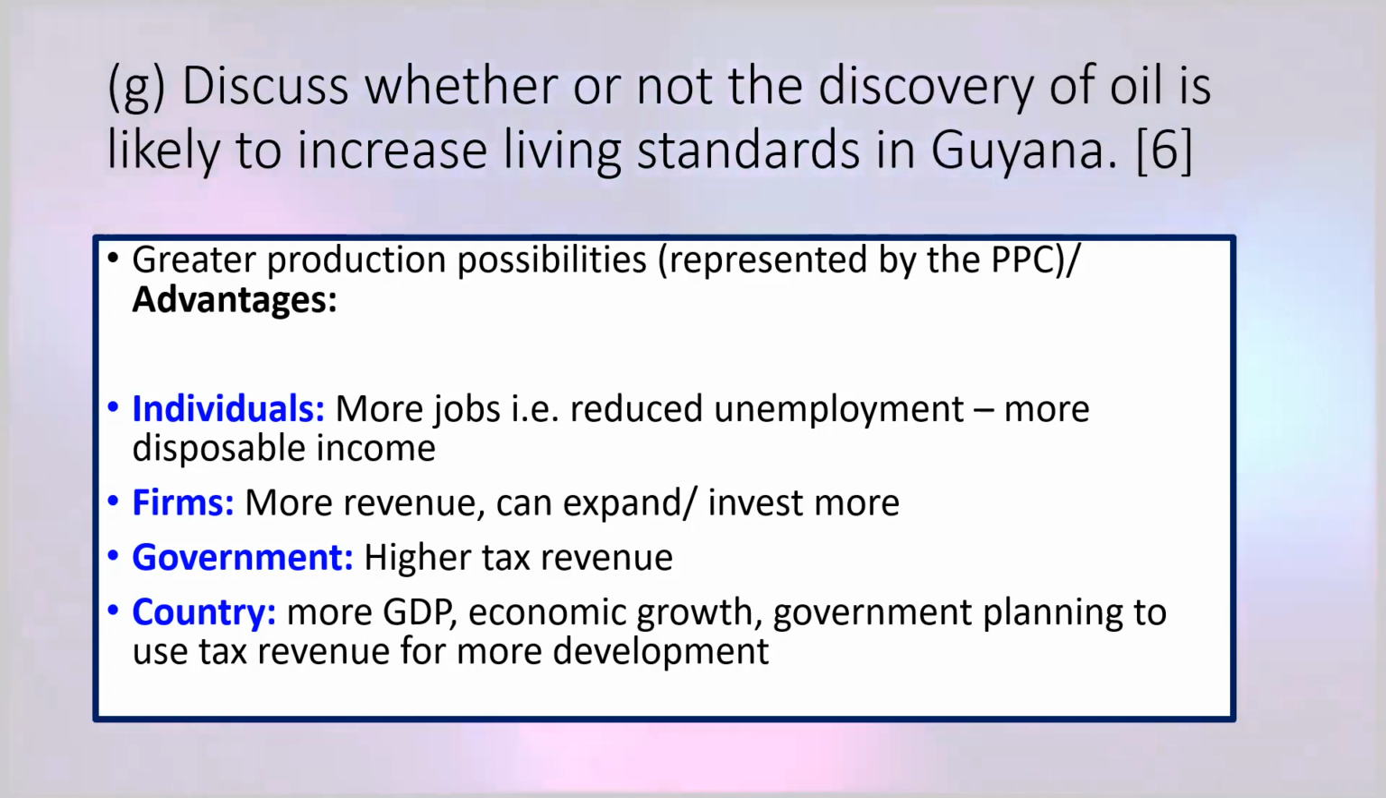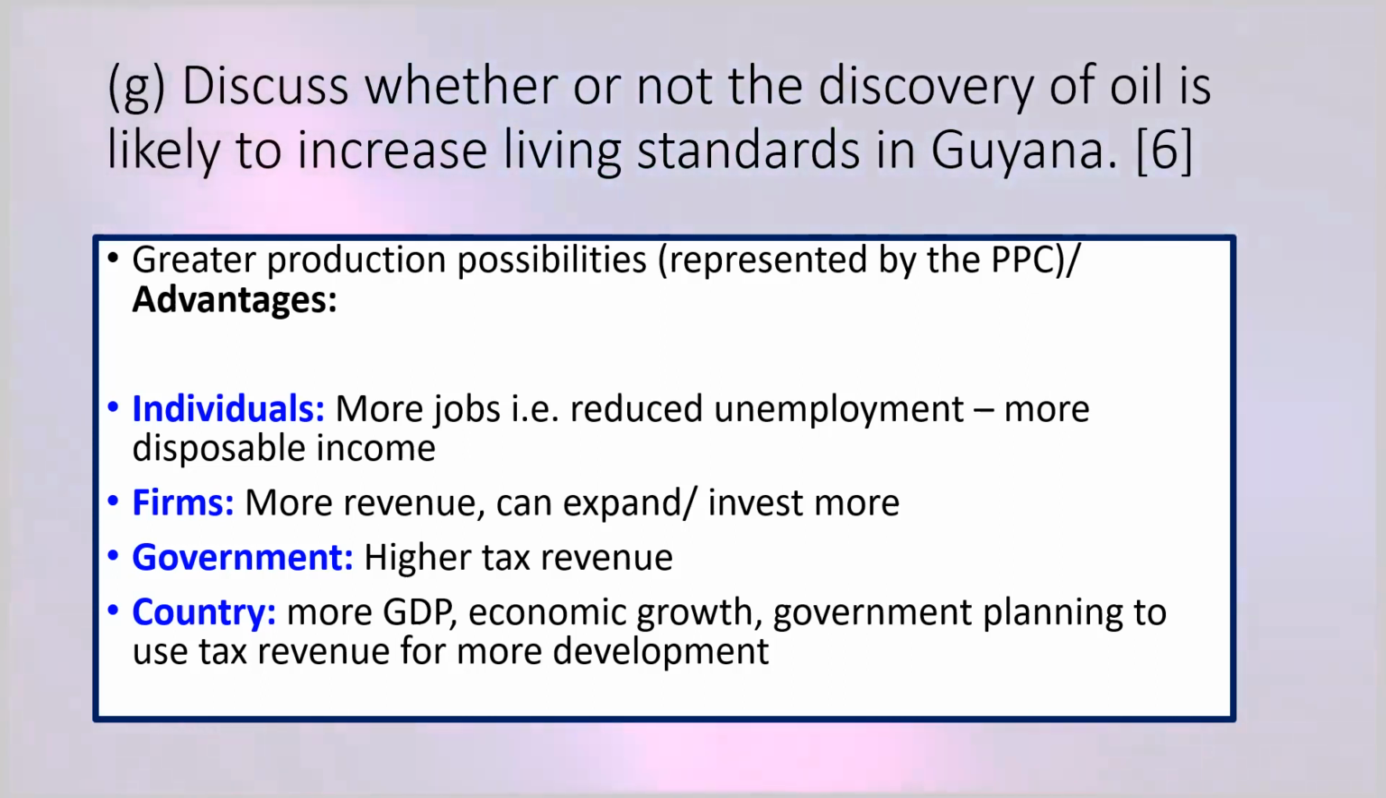Individuals, more jobs. I don't know why the examiner was crediting so many marks for reduced unemployment. It's the same thing, but anyway. Sometimes, stating the obvious, you get marks. That's why I said don't worry, just write. So reduced unemployment, fine.